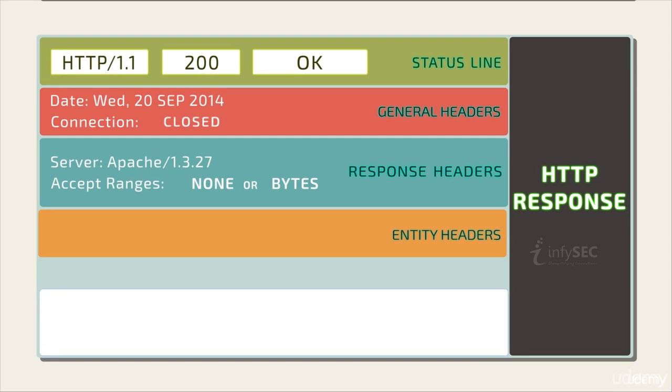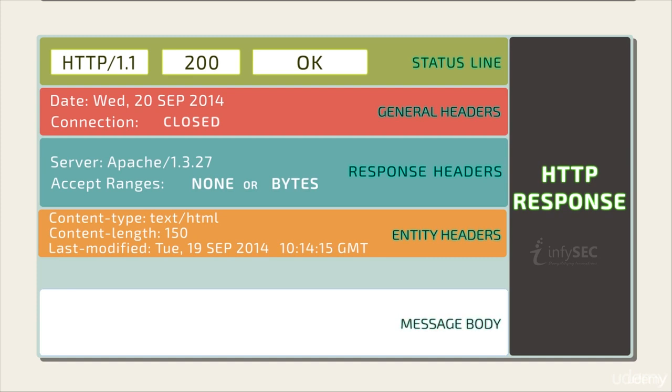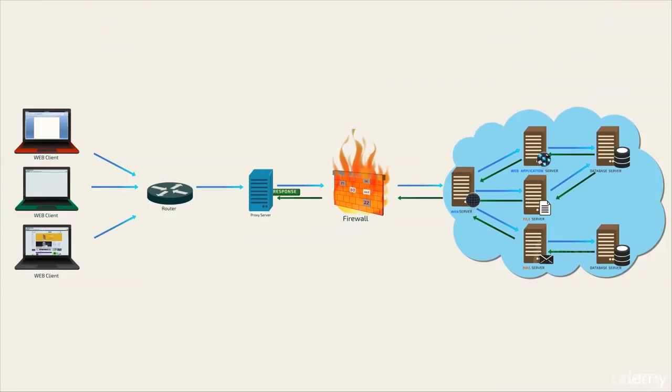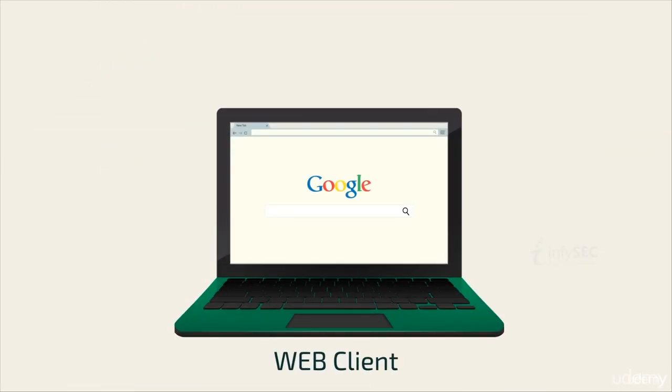Entity headers consists of the content type that gives information about the type of content in the body of the message. Content length denotes the length of the message. Last modified denotes the timestamp of the last update of the message. Message body, the actual response for the request. The response is then processed by the web browser to display the requested content.